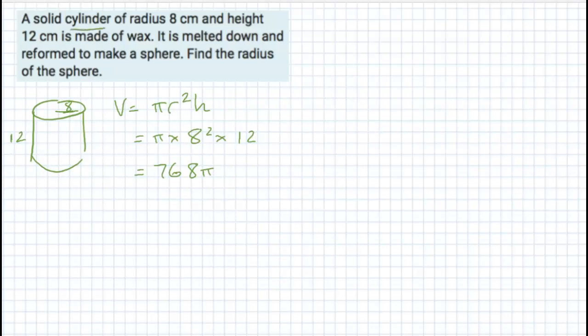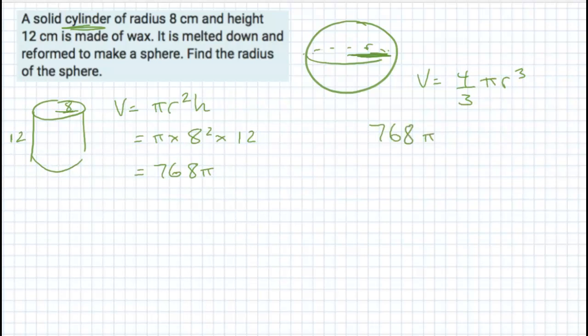So that's my cylinder, but I'm now melting it down and turning it into a sphere. So we don't know what the radius of this sphere is going to be, but we know that the volume of a sphere is 4/3 pi r cubed. So we simply put in the fact that the volume is 768 pi. We know what 4/3 is. We know what pi is. The only thing we don't know is the radius cubed. So to get the radius cubed, we're going to take my 768 pi and divide that by 4/3 pi.